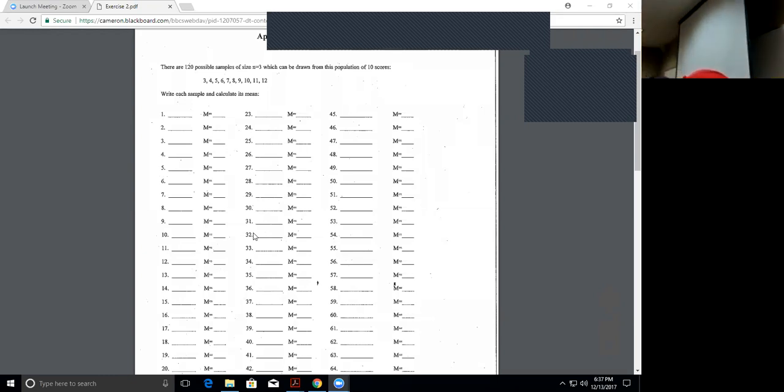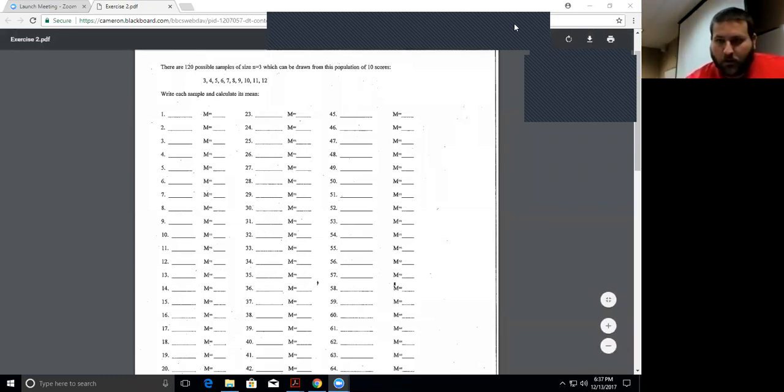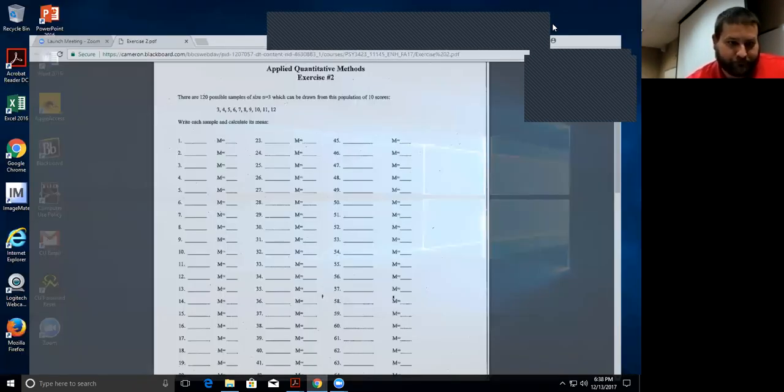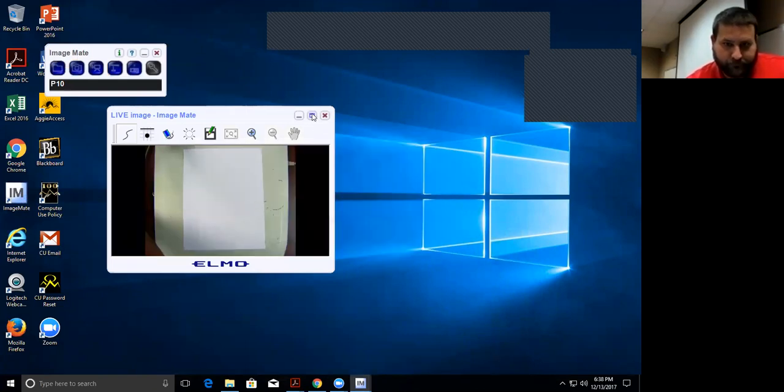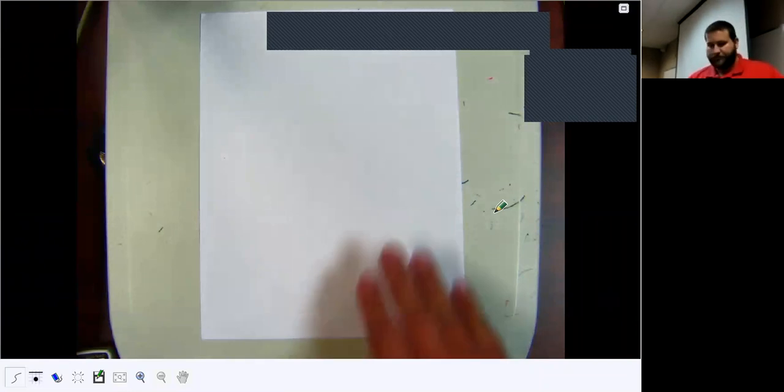Let's see. Hopefully the bulb is working on the document camera. Let me see if I can go ahead and switch over. Okay, so you should be seeing what I'm seeing, which is hopefully the document here. And hopefully, again, it's bright enough. It doesn't quite look very bright to me today, but who knows.